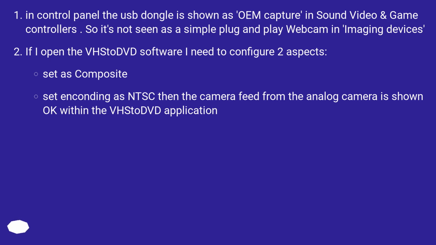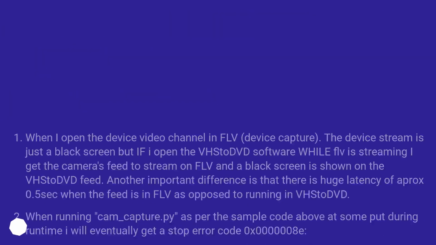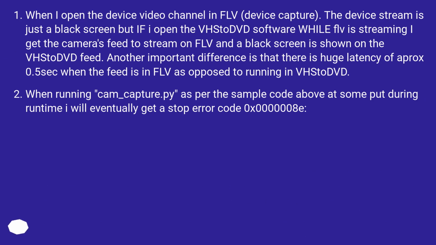If I open the STID software, I need to configure 2 aspects. Set as composite. Set encoding as NTSC. Then the camera feed from the analog camera is shown OK within the STID application. When I open the device video channel in FLV, device capture, the device stream is just a black screen, but if I open the STID software while FLV is streaming, I get the camera's feed to stream on FLV and a black screen is shown on the STID feed.